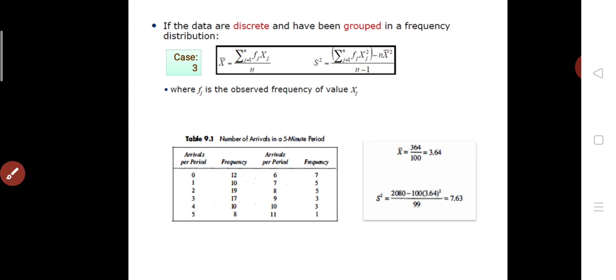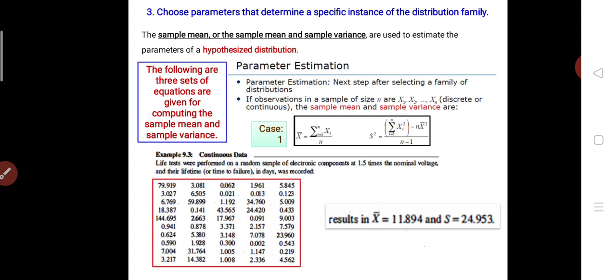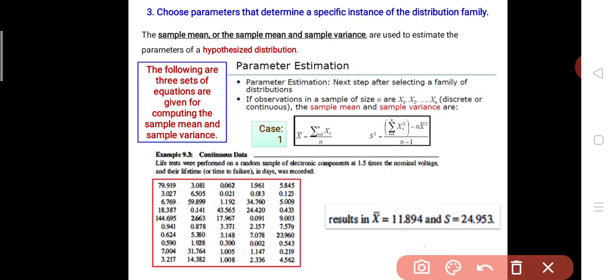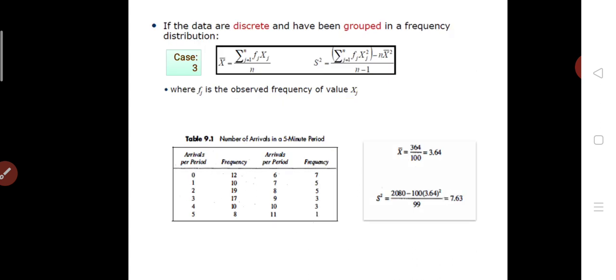Once again I will repeat the thing. For parameter estimation, the following are the three sets of equations which are used. When raw data is available, whether discrete or continuous, these two equations will be used for finding the sample mean and sample variance. When raw data is not available but the data is grouped into class intervals, at that time we will use these two equations for finding the sample mean and sample variance. And when the data is grouped into a frequency distribution, we will use these two equations for finding the sample mean and sample variance.